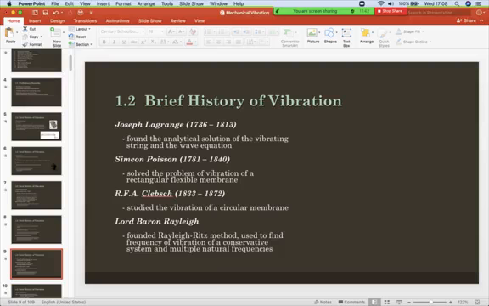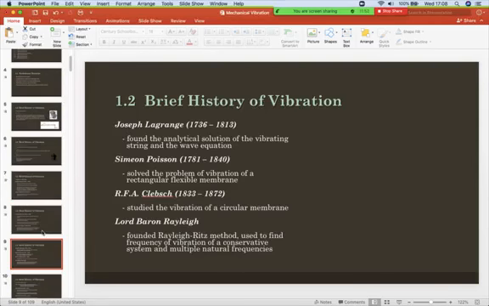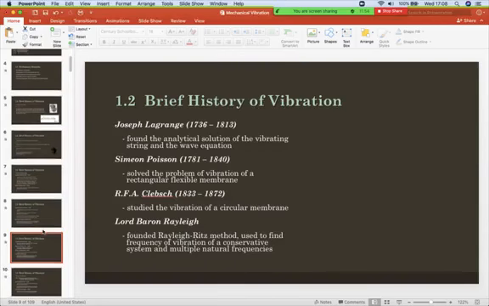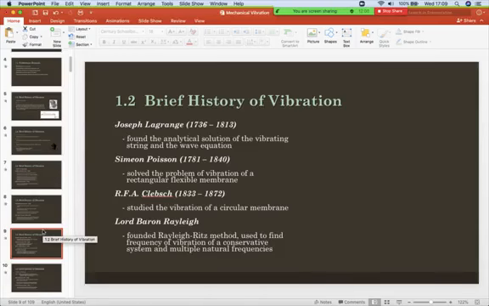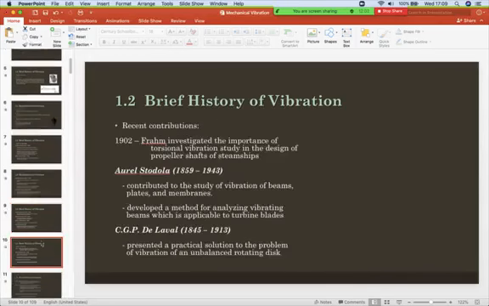You have also Lord Baron Rayleigh, whose method is used to find the frequency of vibration of a conservative system and multiple natural frequencies. So it starts now the study of vibration with regard to its frequency and even multiple natural frequencies. Not only that, in the more recent 1902, we have Mr. Frahm, who investigated the importance of torsional vibration. We come to hear a lot of torsional stresses, and now torsional vibration is coming out more often in the board exam, in the design of propeller shafts of steamships.